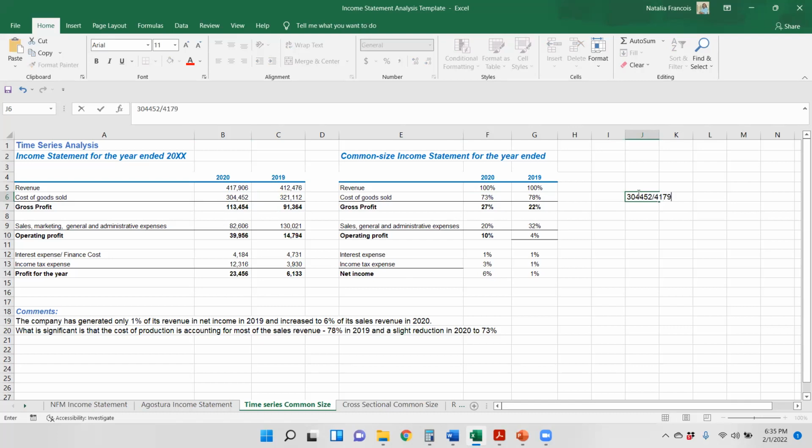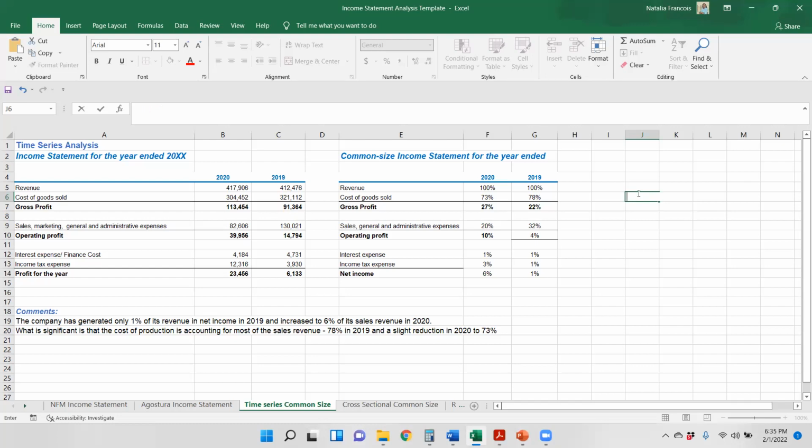So this is not an Excel class. I'm not going to be teaching Excel, but I'm providing the tools because we're in the digital age, to make the assignment and life easy, right? But it's just for you to understand why we are doing this. We are analyzing the income statement using common size, time series. So this is time series to identify how much of the items was used up in revenue.